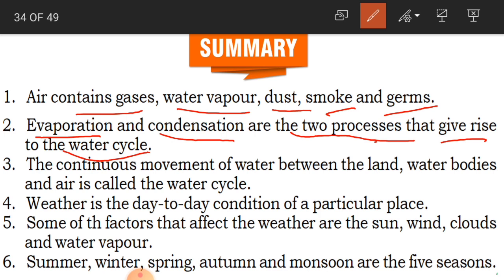Okay. And what is condensation? The water vapor in the atmosphere changes into water when it gets cooled down. So this is evaporation and condensation. And the third point is the continuous movement of water between the land, water bodies and air is called the water cycle.